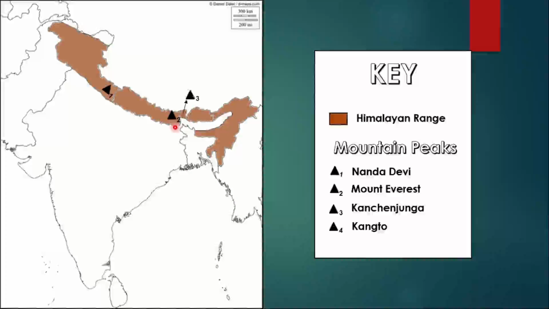Then the third mountain is Kanchenjunga. Kanchenjunga is in Sikkim. Alright, we cannot draw the mountain here in Sikkim, it is too small, so we will put an arrow in the middle part of the Sikkim and then write here mountain number 3, and mountain number 3 is Kanchenjunga. It is in which state? It is in Sikkim. And the fourth mountain is Kangto mountain.